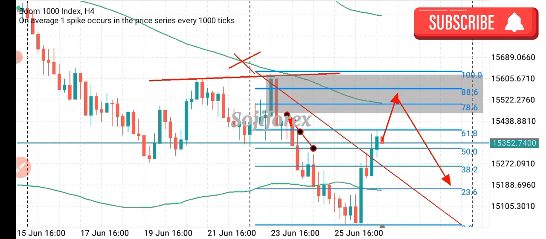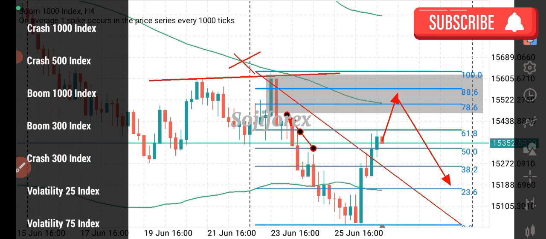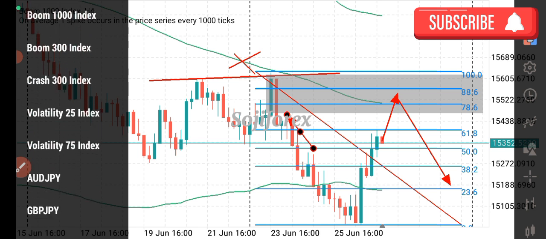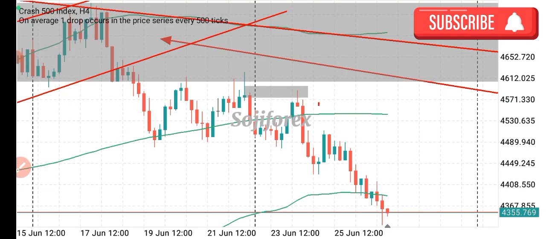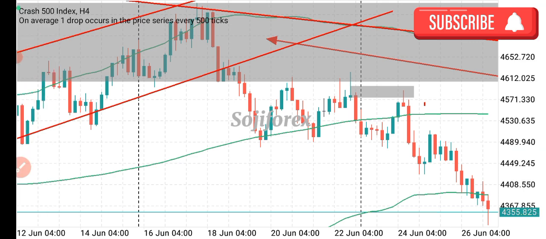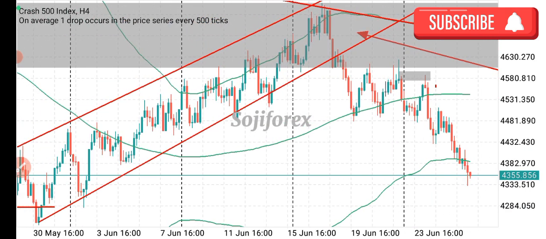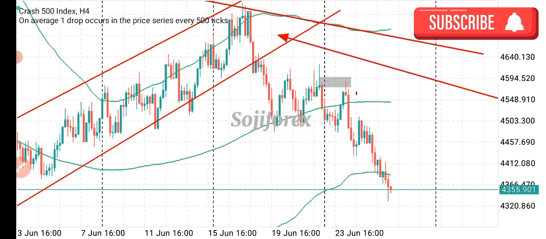Let's look at Crash 1000. Okay, we have done Crash 1000. Okay, let's look at Crash 500. This is Crash 500, and the price is bearish.